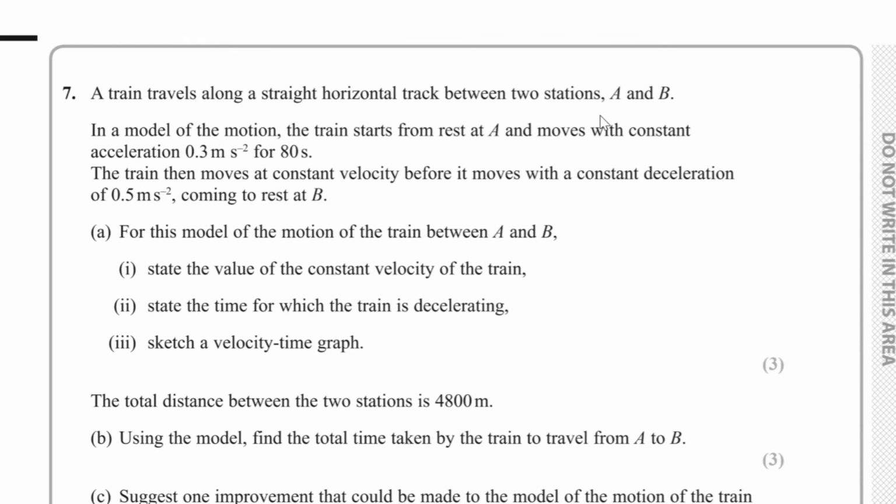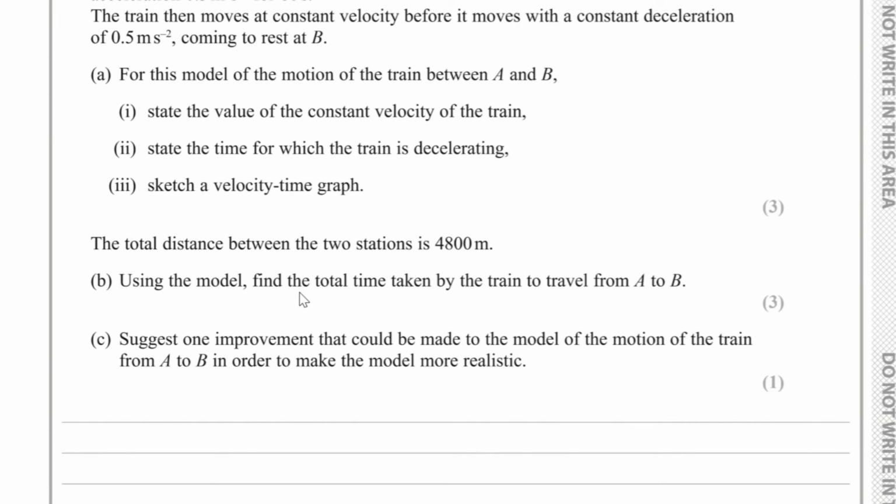Question number 7. A train travels along a straight horizontal track between two stations A and B. In a model of the motion, the train starts from rest at A and moves with constant acceleration 0.3 meters per second squared for 80 seconds. The train then moves at constant velocity before it moves with a constant deceleration of 0.5 meters per second squared, coming to rest at B. And for this model of motion of the train between A and B, for the first part of part A, we have to state the value of the constant velocity of the train.